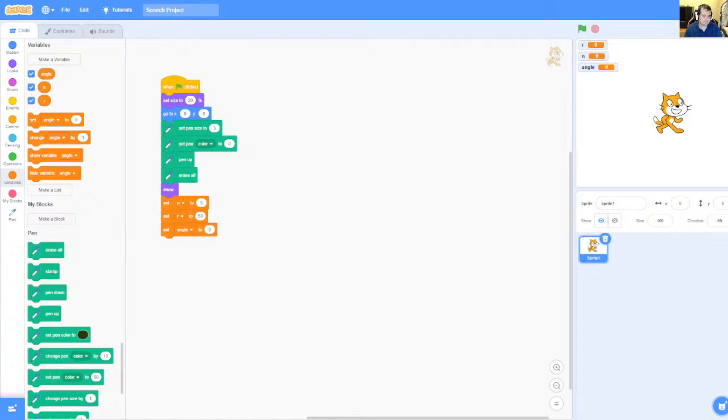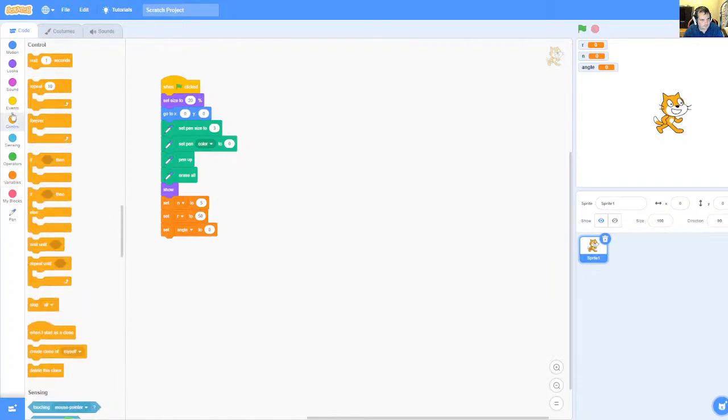All right. Now, we need to draw every single point all the way around this. And we talked about how a circle is 360 degrees. So we're going to grab in this control, repeat, and we're going to set it equal to 360. Now I want every single time I do this to make sure that I have my pen up.